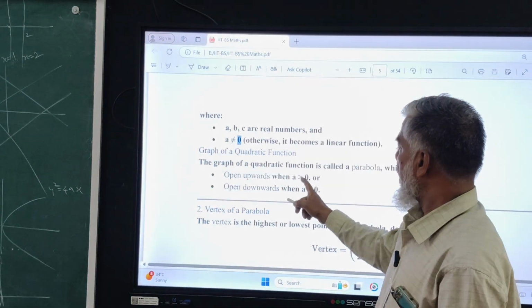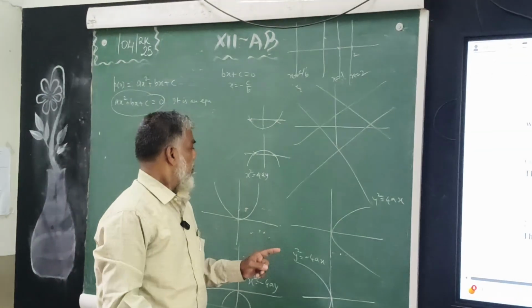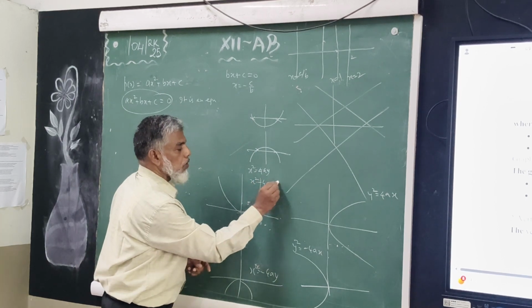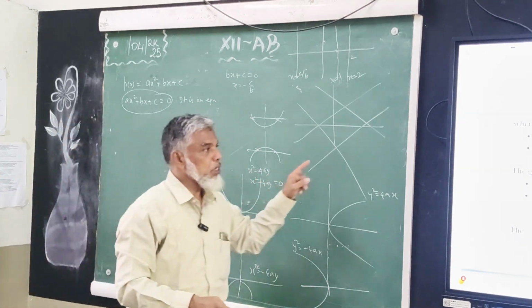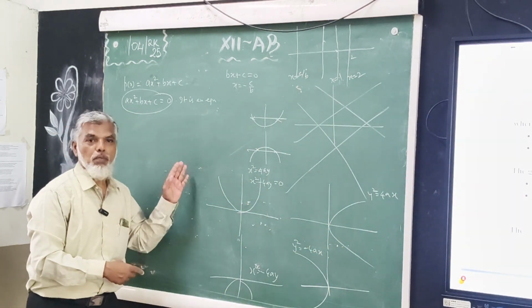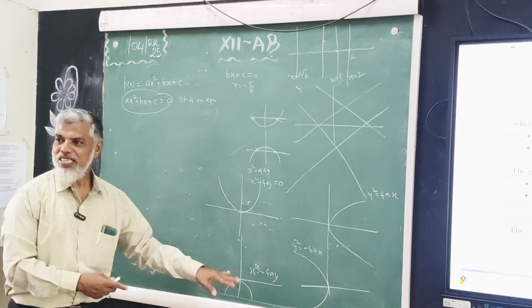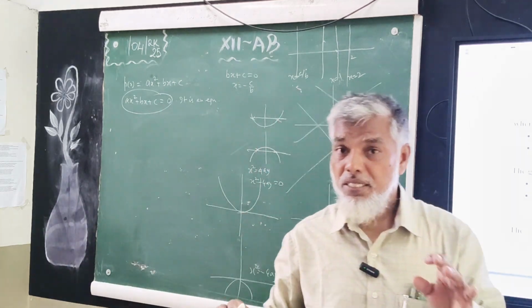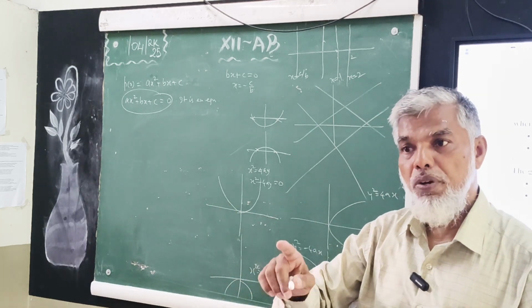Now next, graph of a quadratic function. I already told you, a greater than 0 means it opens upward. For example, y equal to x square, right? x square minus 4 equal to 0. What is the coefficient of x square? 1. Positive means a greater than 0, it opens upward. Negative means it opens downward. And for drawing the graph, you require just 4 or 5 points. You can draw the parabola. For a line only, how many points do we require?